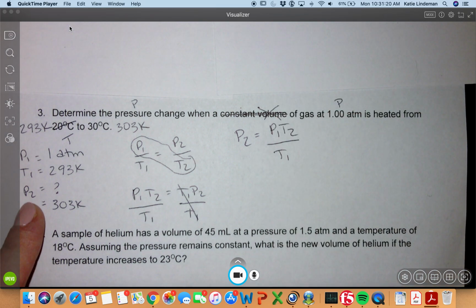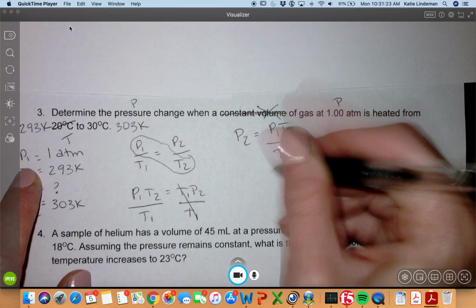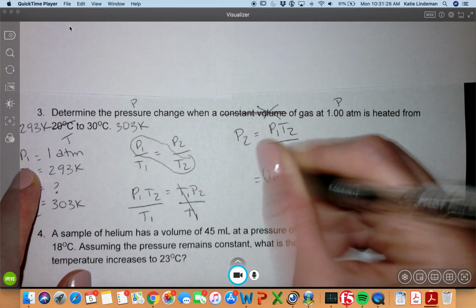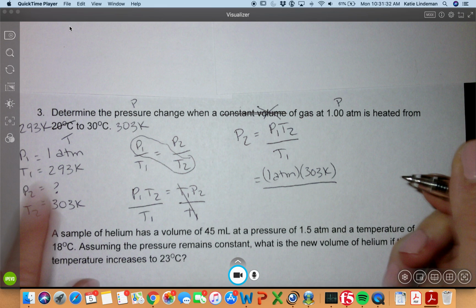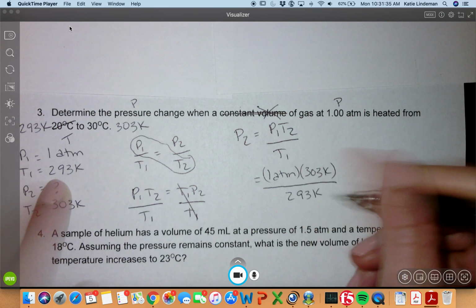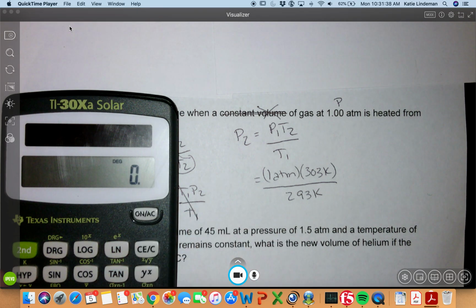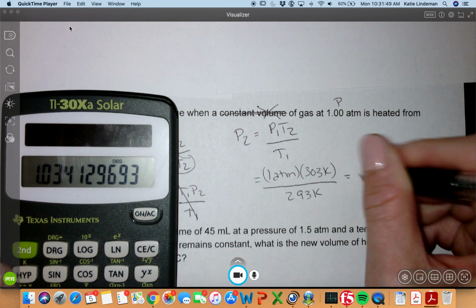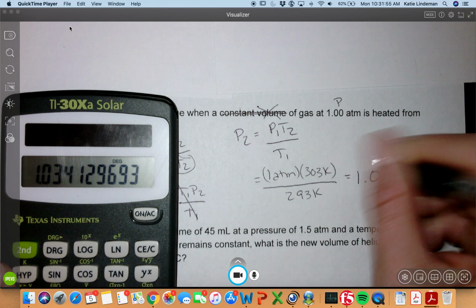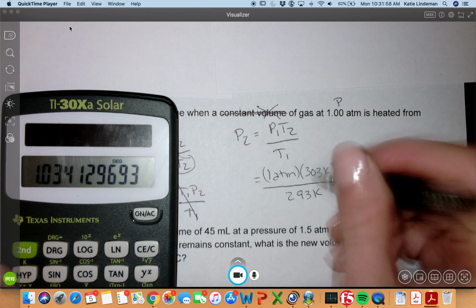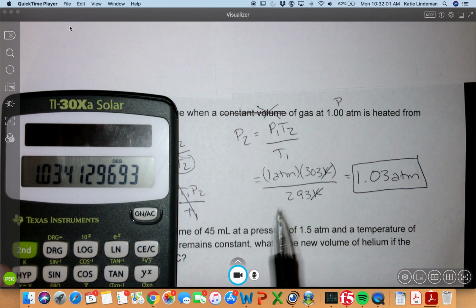And now I just substitute. So I have 1 atmosphere multiplied by 303 kelvins divided by 293 kelvins. And then I can go ahead and multiply this out. So 1 times 303 is equal to 303 divided by 293. And we end up getting 1.03 atmospheres. Again, we always want to round to the 100th whenever we're doing this. Kelvins cancels out, so all that we have left is atmospheres.